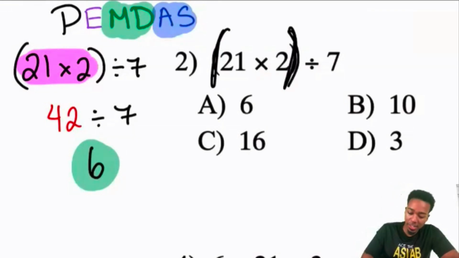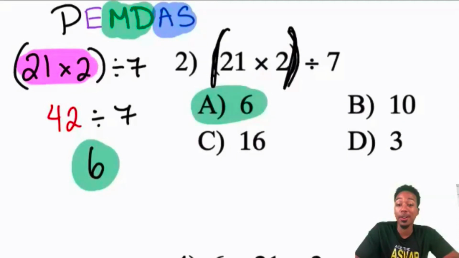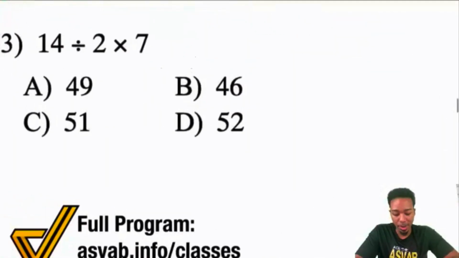So here, that is 6, and that's why A would be the answer. Yep, Please Excuse My Dear Aunt Sally is probably how the majority of America has been taught, for sure. Just remember, multiplication and division, same operation, and then addition and subtraction, same operation.